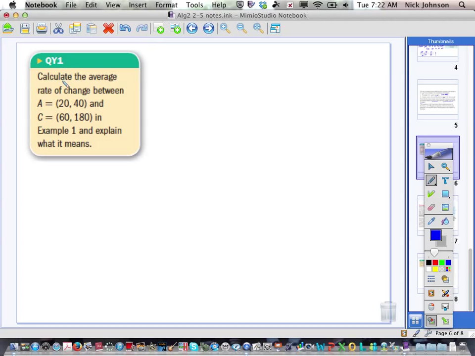Quiz yourself 1. Calculate the average rate of change between A and C in example 1. Please explain what it means. So I'm going to take 180 minus 40. That's my y2 minus my y1. This is my x2 minus my x1. And 60 minus 20 equals, 180 minus 40 is, you're going to tell me, 140.